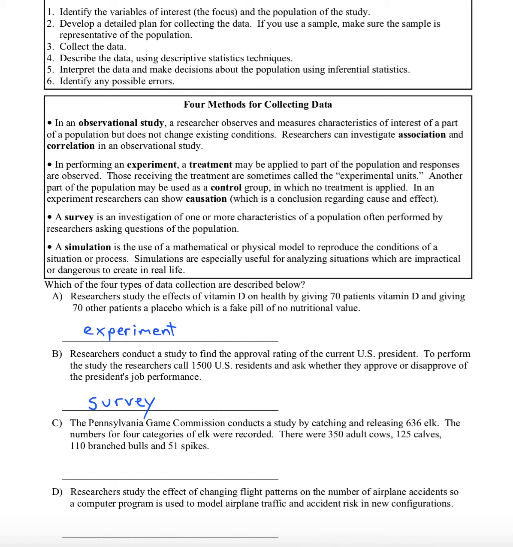Next, the Pennsylvania Game Commission conducts a study by catching and releasing 636 elk. The numbers for 4 different categories of elk are recorded. The categories are adult cows, calves, branched bulls, and spikes.